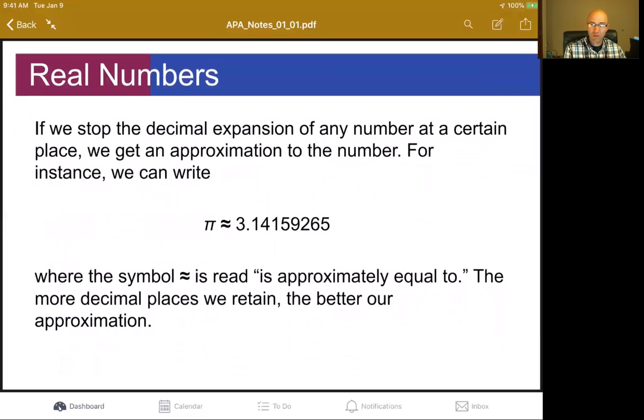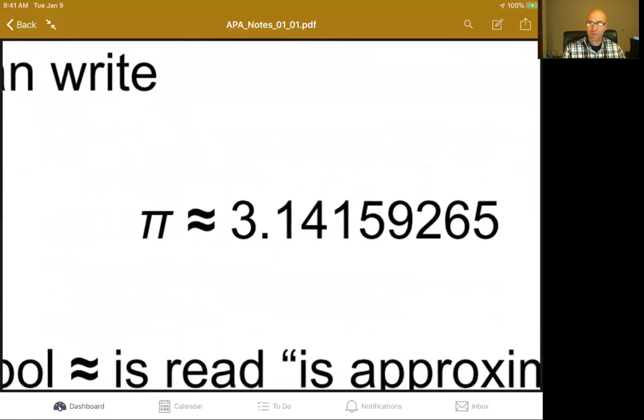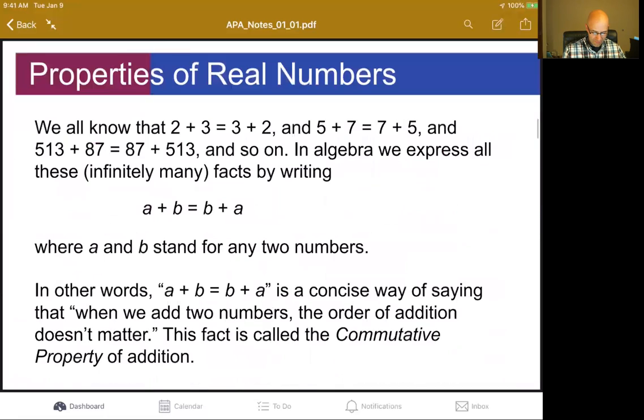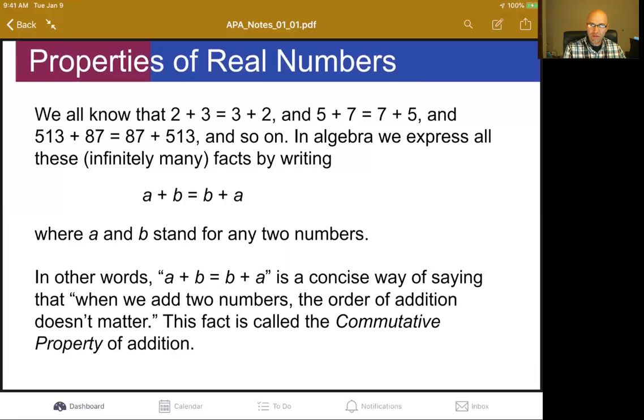Sometimes when we're working with irrational numbers, or even with rational numbers, you don't give the exact answer. Sometimes people use 0.66 for 2/3. That's called an approximation. If you're doing an approximation, you should use the approximation sign, which means approximately equal to. Okay, let's move into some properties.